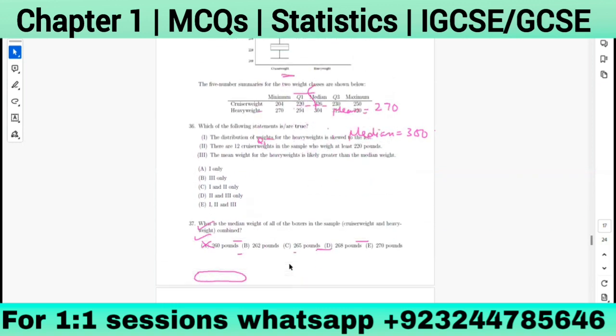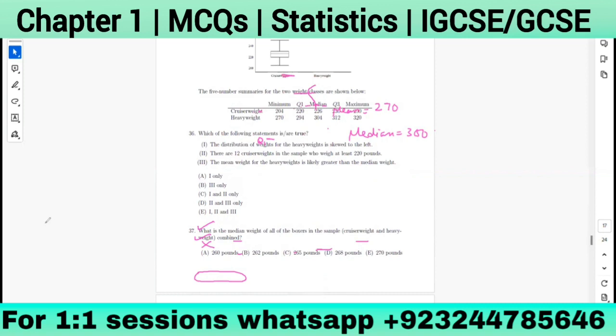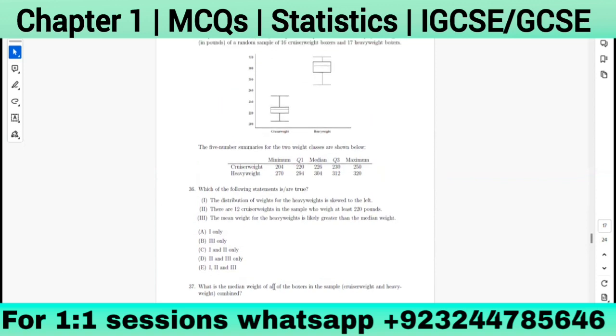Question number 37. The median weight of all the boxers in the sample, cruiserweight and heavyweights combined. What is the median weight? Let's check this out. So how many boxers are there? 16 plus 17, the total would be 33. So median weight means 33 plus 1 by 2, 34 by 2, the 17th position.